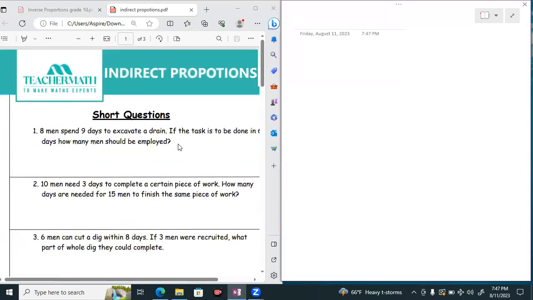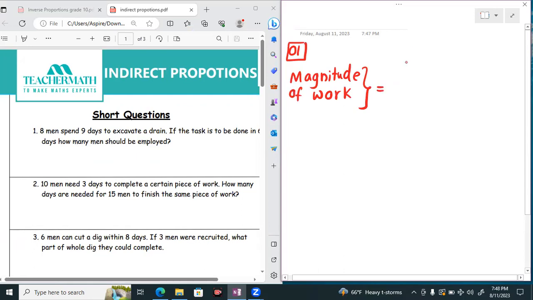8 men spend 9 days. Okay, first question. Then what is the magnitude of the work? Magnitude of work can be obtained by number of men times number of days. Number of men 8, number of days 9. Then 8 times 9 is 72.